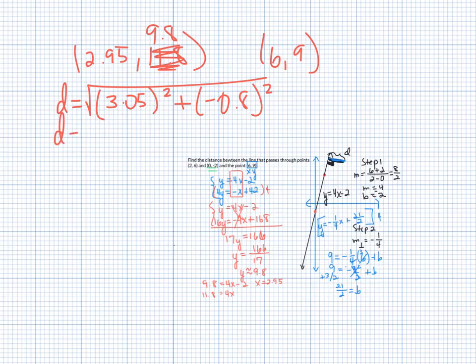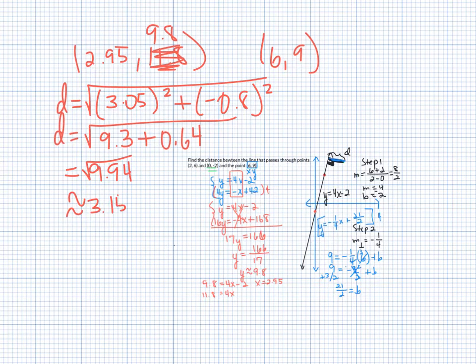I'm going to use my calculator, and I'm going to get that 3.05 squared is equal to 9.3, I'm just approximating, plus 0.8 squared is 0.64, so this will become the square root of 9.94, and the square root of that is approximately 3.15. So your distance is approximately 3.15.